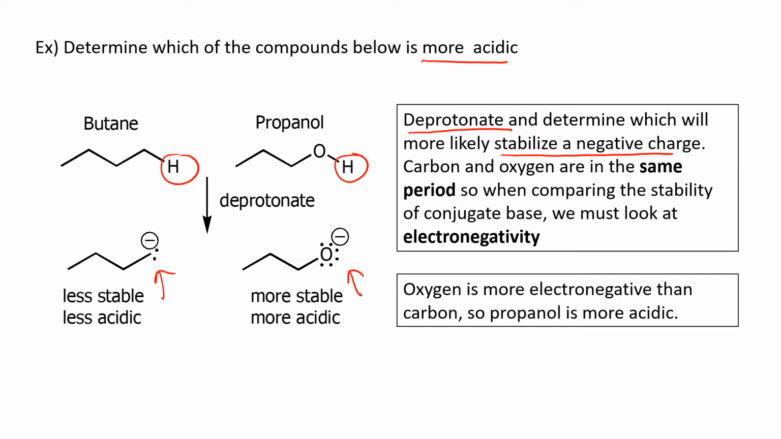So which of these atoms can more easily stabilize a negative charge? Well, let's look. Are carbon and oxygen in the same group or the same period? Carbon and oxygen are in the same period on the periodic table, so our deciding factor will be electronegativity. Oxygen is more electronegative than carbon, so this is going to be our more stable conjugate base, meaning propanol was the more acidic proton, or the more acidic compound.